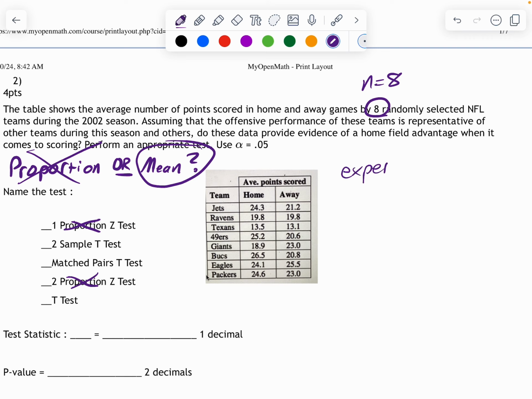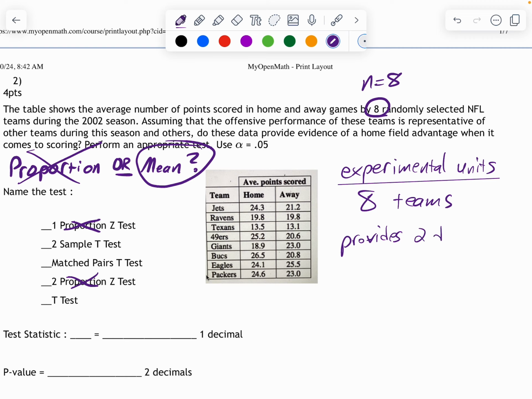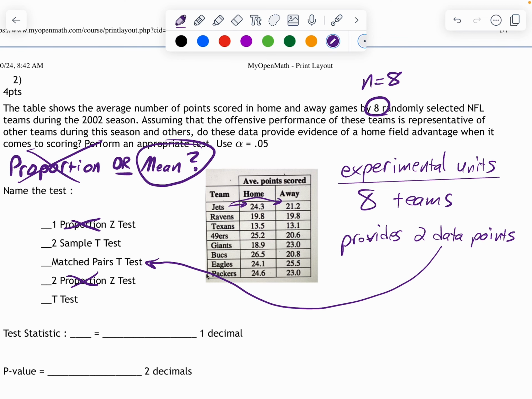This will help later when you're on FRQs, right? The experimental units are what? They are the 8 teams, okay? They are the ones that they're asking or recording data from. If you have an experimental unit that provides 2 data points, which is what's happening here, the Jets had a home score and an away score. Same thing with every team. If that is the case, it's matched pairs. Okay.